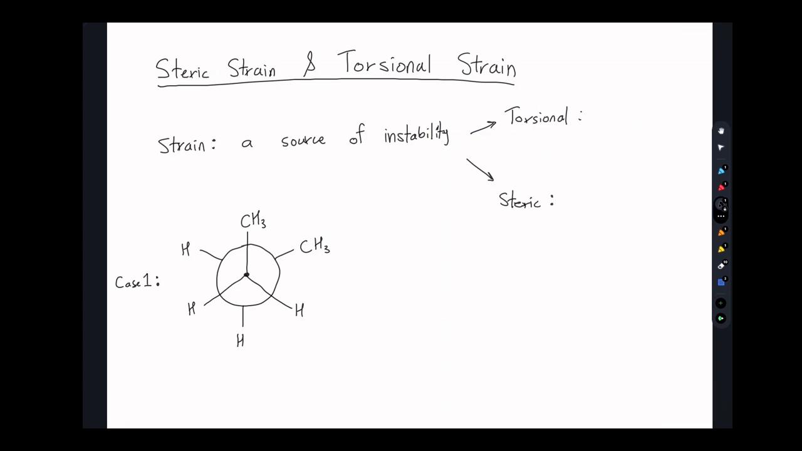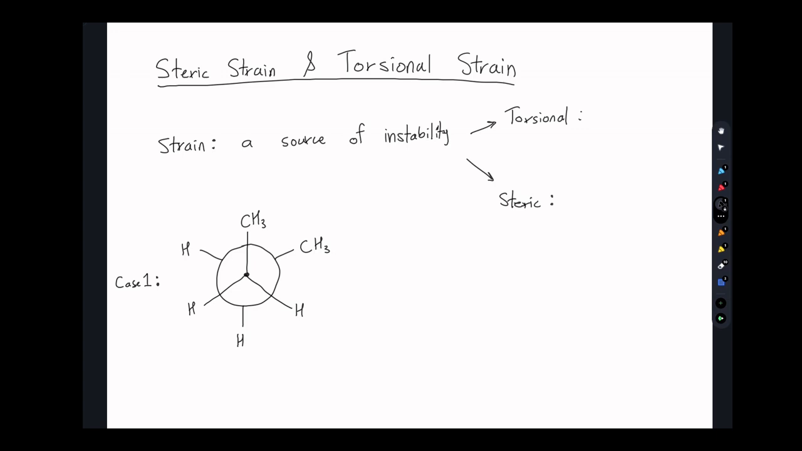Welcome to lecture 5.4. This is just going to be a small lecture focusing on the two types of strain that we're going to see in Newman projections for butane in the next lecture. Sometimes students have a bit of confusion when these two types of strain are brought up, as it's kind of challenging to disentangle them, but I'll do so here for you.